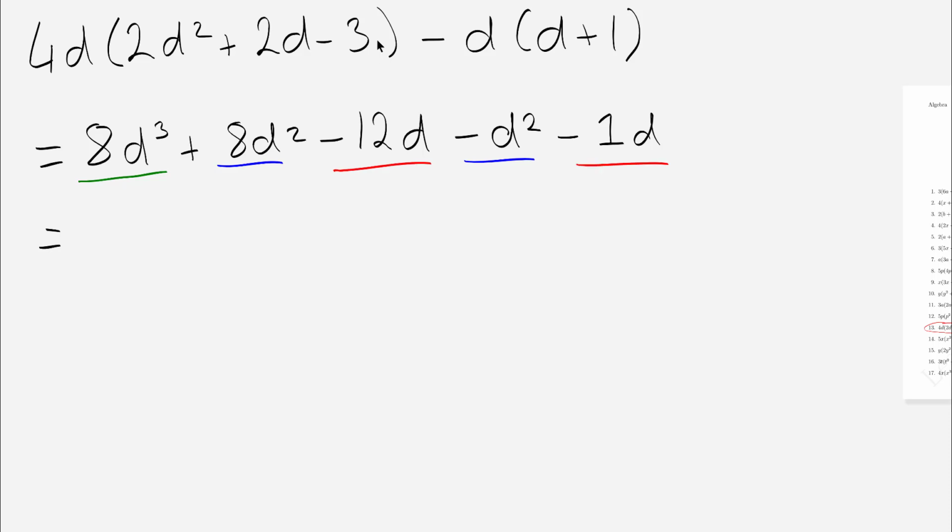So my next line, the 8d cubed stays as it is because there's no other d cubed for it to be added to. 8d squared minus d squared, that's plus 7d squared. And minus 12d minus 1d, that would be minus 13d.